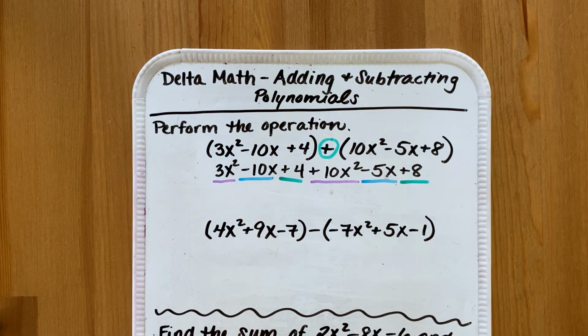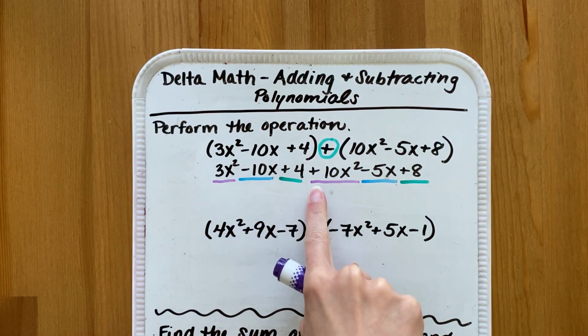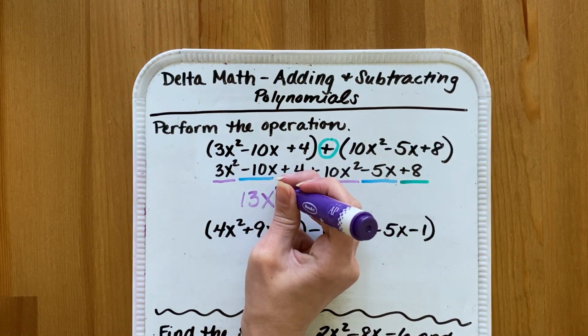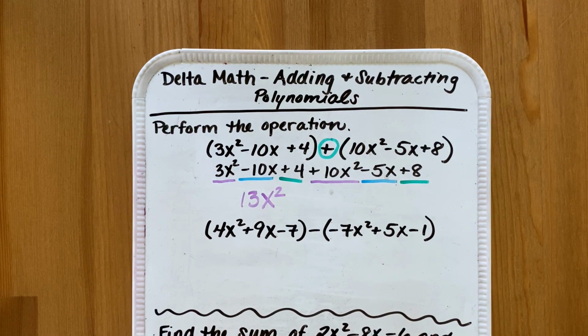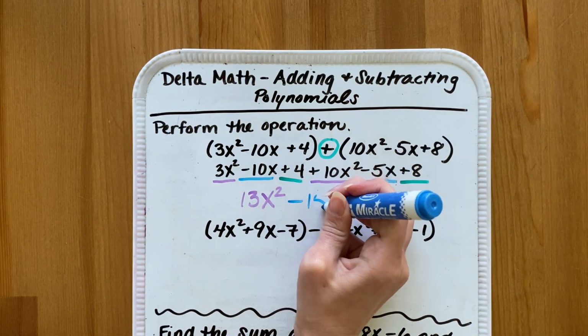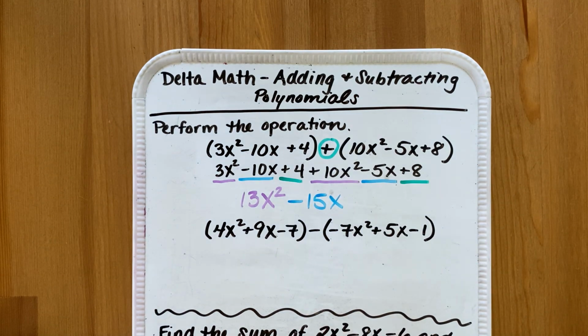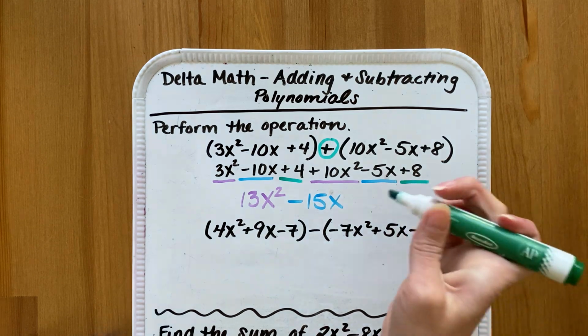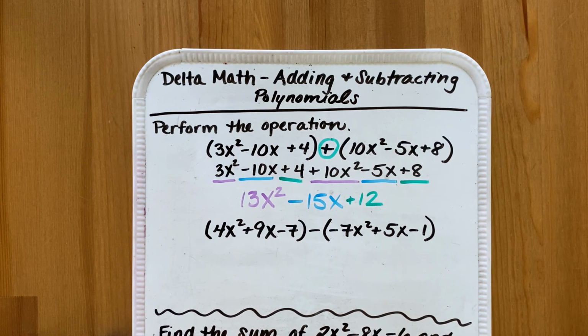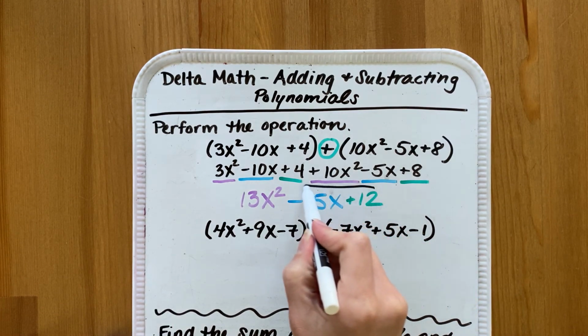Okay, so now that all my terms are identified, I'm going to go ahead and start combining them. So the first one says 3x squared plus 10x squared. That should make 13x squared. From the blue terms, we have negative 10x minus another 5x to make negative 15x. And last but not least, we have a positive 4 plus another 8, which should make positive 12. I don't have any more like terms, so that makes my final answer.